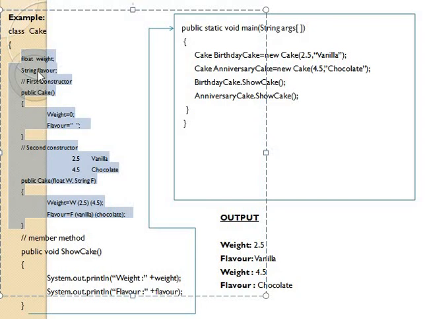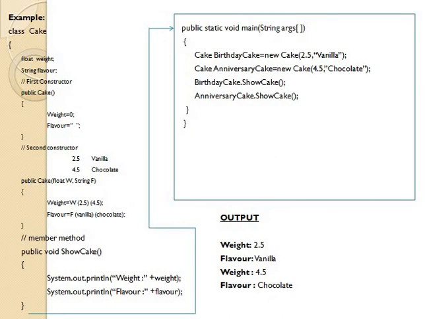I have just reduced the font size of this text. Now see, when this object birthday cake is calling the method showCake with the help of this dot operator, the control shifts from this statement to here, that is from this calling method to the call method, which is showCake.